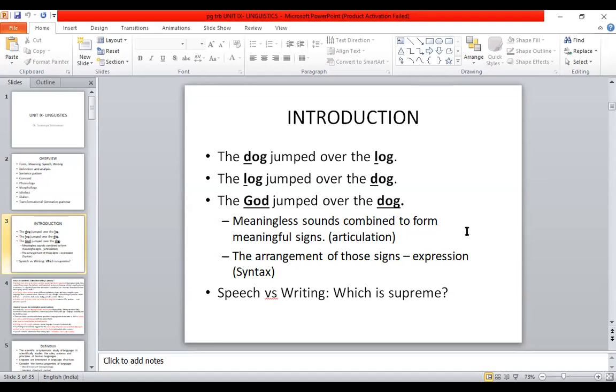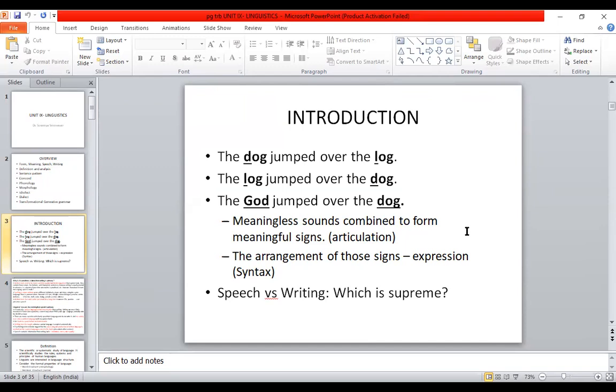The next sentence, the log jumped over the dog. Now look at the first sentence, the dog jumped over the log. The log jumped over the dog. All of us understand that the first sentence is meaningful, whereas the second sentence is not meaningful. Why? Because we know that a log cannot jump over a dog. It doesn't have legs to jump over a dog. Okay, so this is related to the meaning of the sentence.